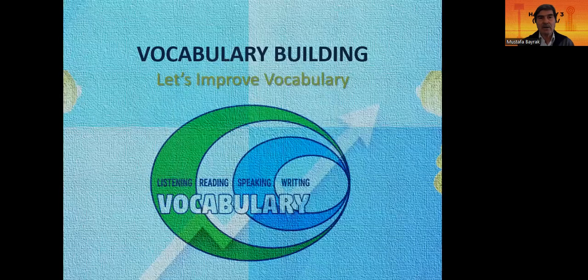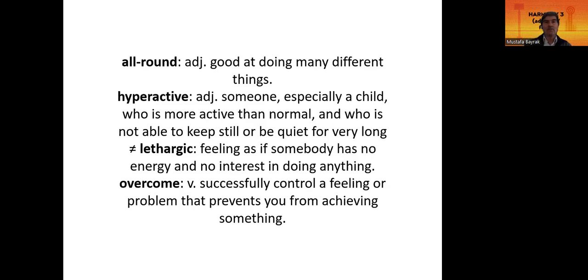Yes, building vocabulary, or vocabulary building. Okay. All-round, adjective: good at doing many different things. Ahmed Bey is an all-round doctor, all-round teacher, all-round person. Adjective. Hyperactive: someone, especially a child, who is more active than normal and who is not able to keep still or be quiet for a very long time. Lethargic is the opposite. Yeah, both are disapproval. Both are negative, as you know.